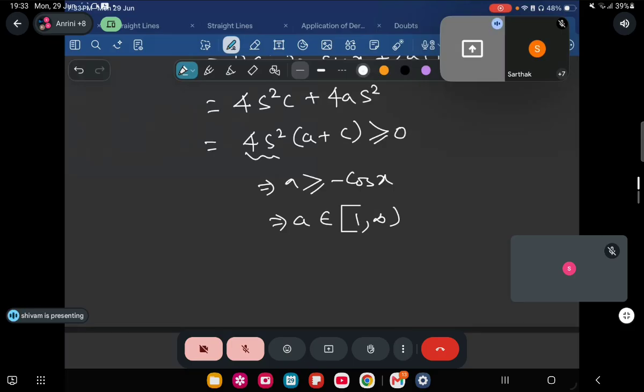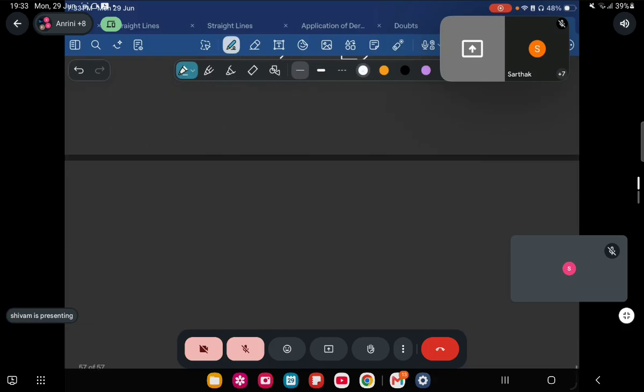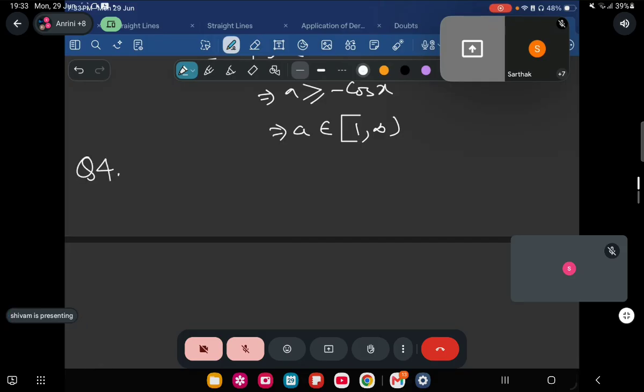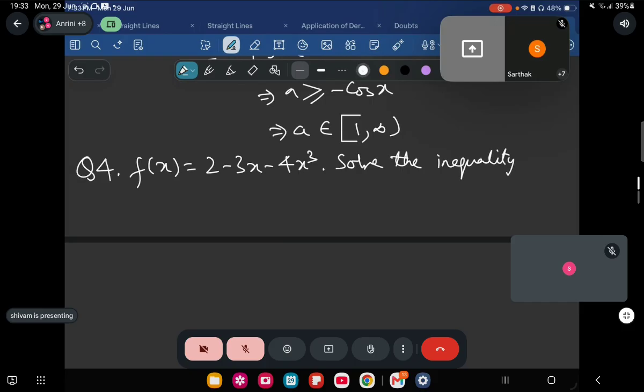See, these kinds of questions can come. Next, question number 4. f of x equal to 2 minus 3x minus 4x cubed. Solve the inequality: 2 minus 3 f of x minus 4 f of x whole cube is greater than f of 2 plus x. Solve.